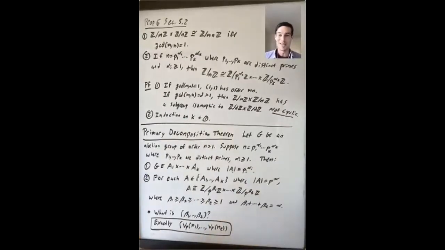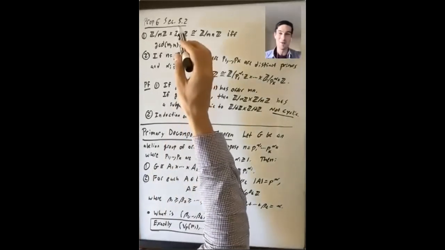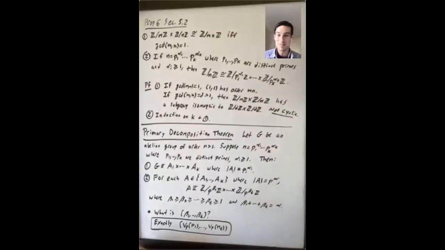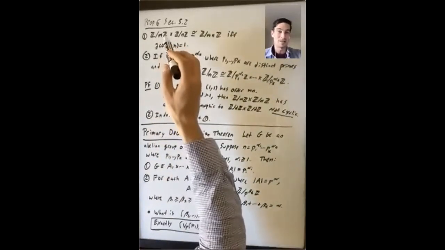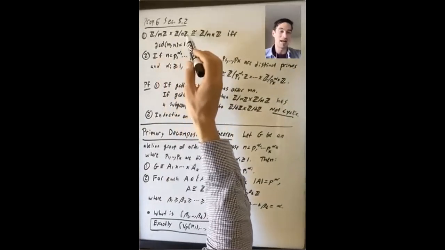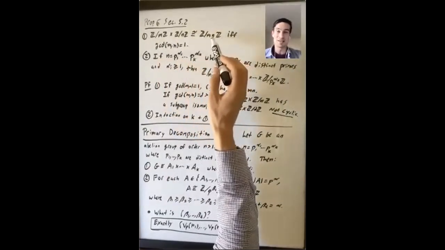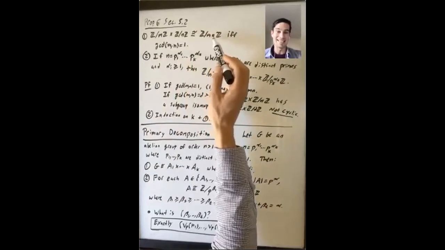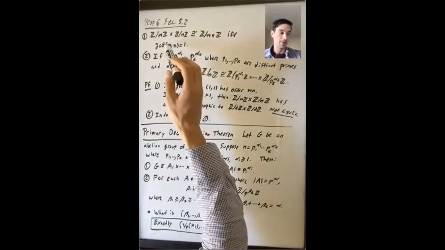In order to explain how the material we've been developing leads to the primary decomposition theorem, we need one more fact, which is proposition 6 in section 5.2, but really is something that we've been talking about for a very long time. So it just says first that Z mod MZ cross Z mod NZ is isomorphic to the cyclic group Z mod MNZ if and only if the GCD of M and N is 1.